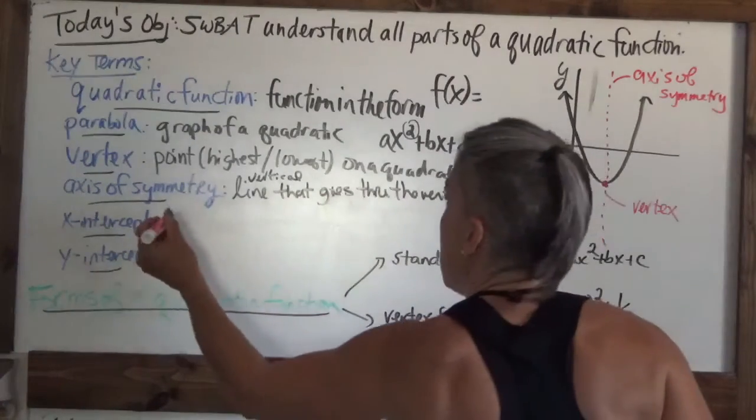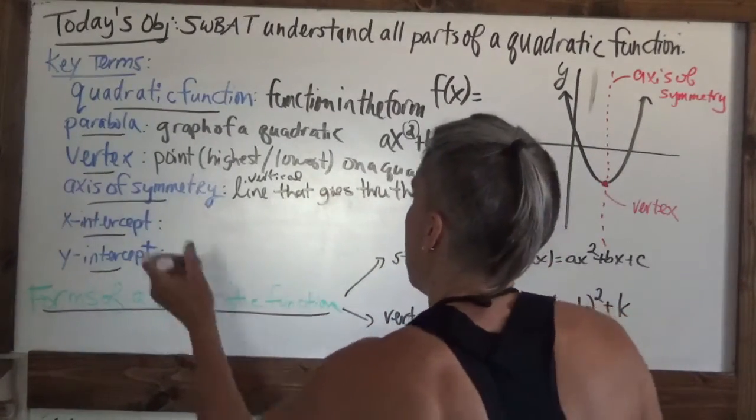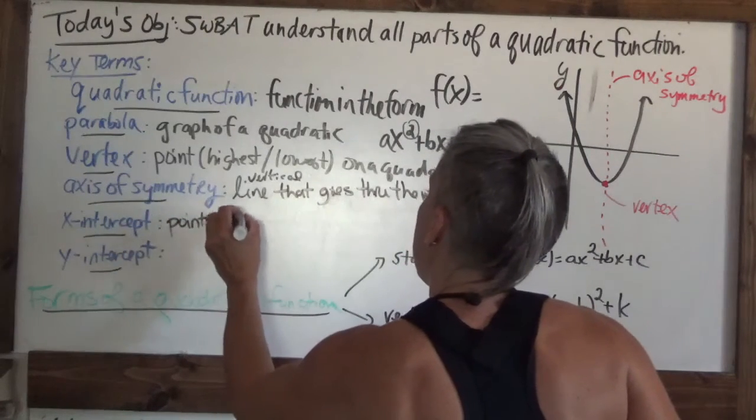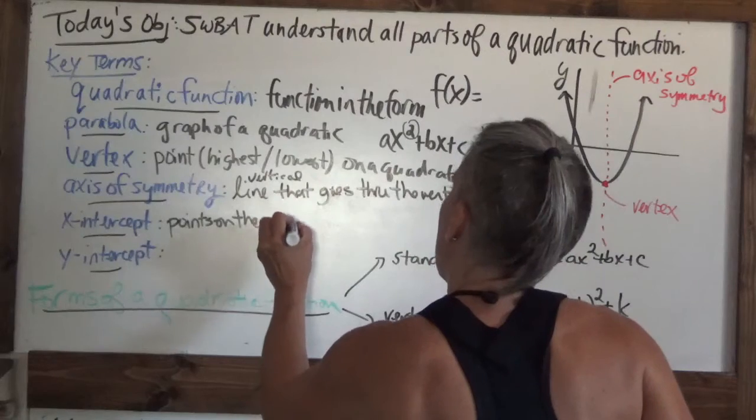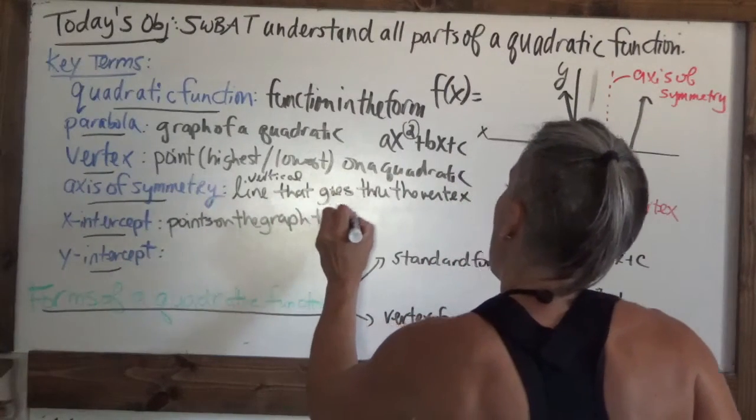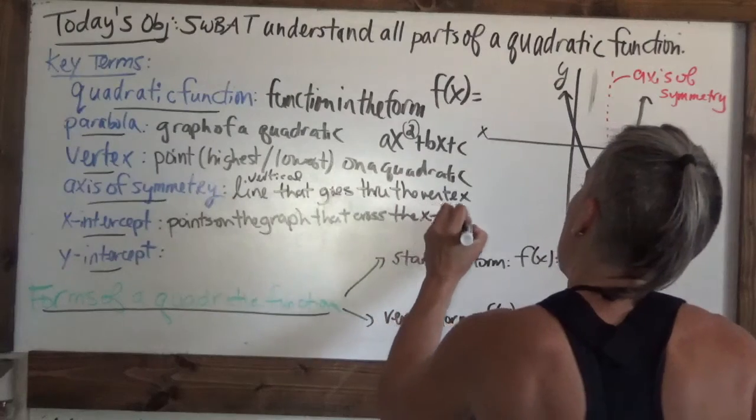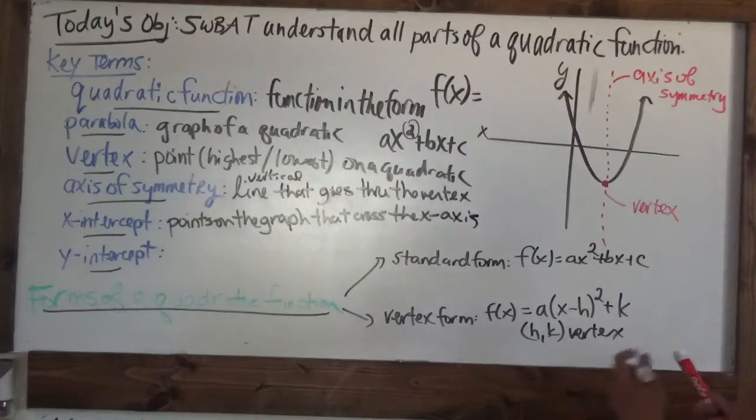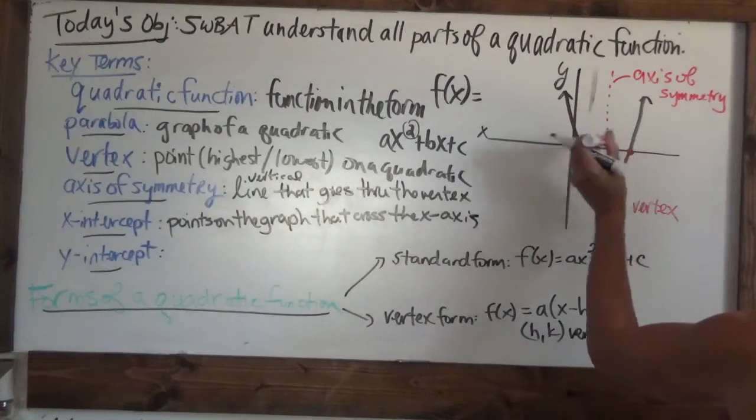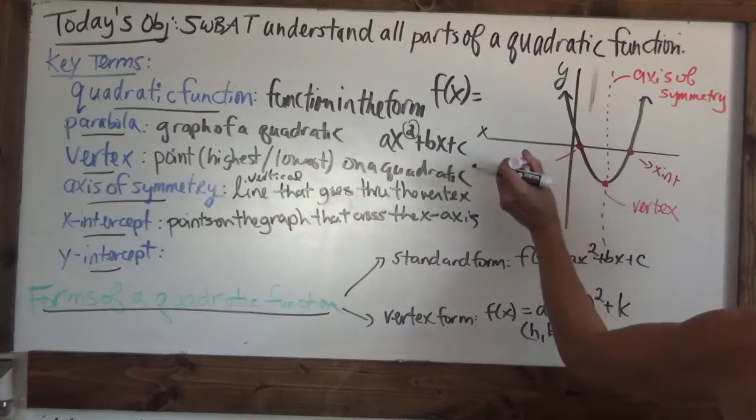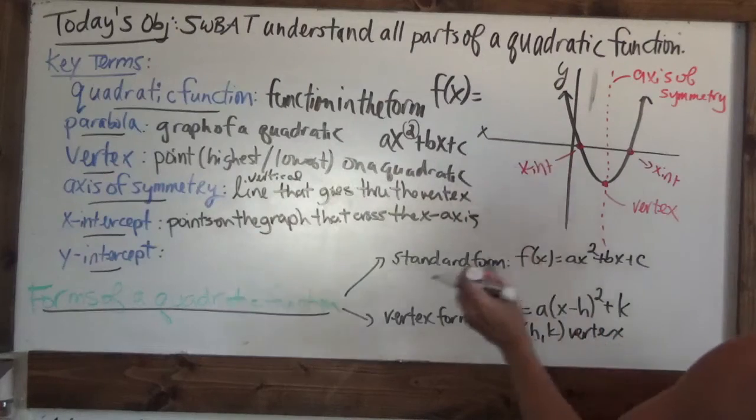An x-intercept are points on the graph that cross the x-axis. And you find x-intercepts, so this would be an x-intercept here, this would be an x-intercept here. And you would find them by factoring.